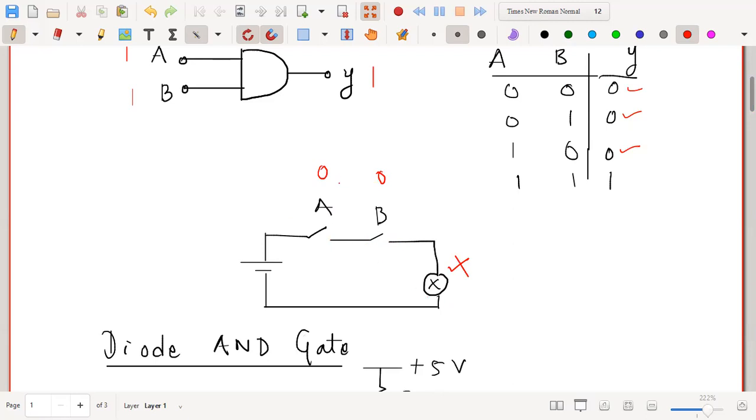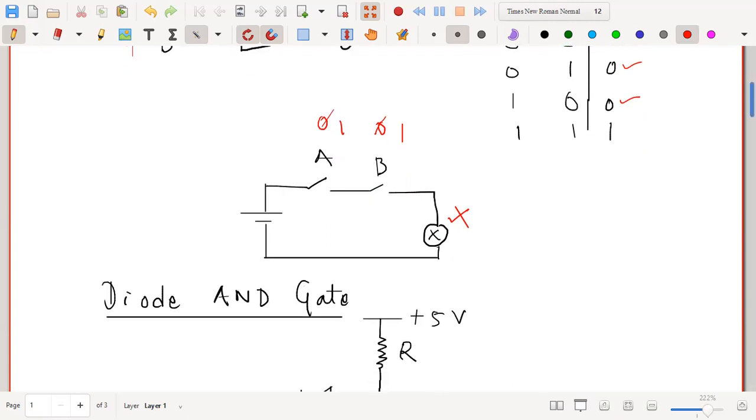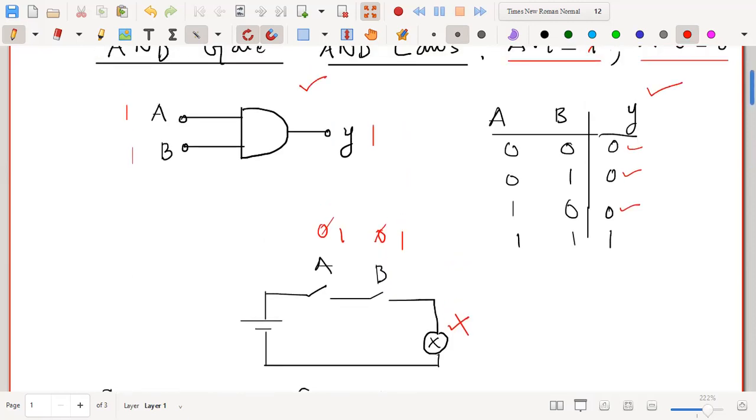The bulb will glow only when both of these are closed, when both of these are 1. Okay. So this is a very simple switching analogy of the AND gate or the AND law, you can say. So this is the very basic discussion about the AND.